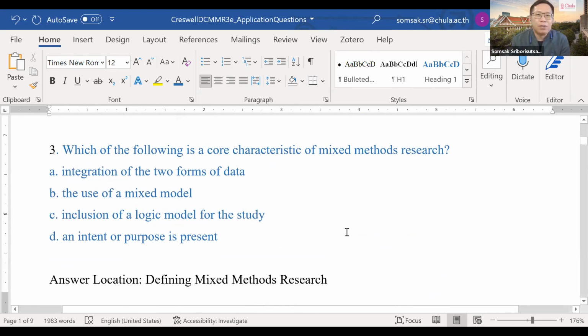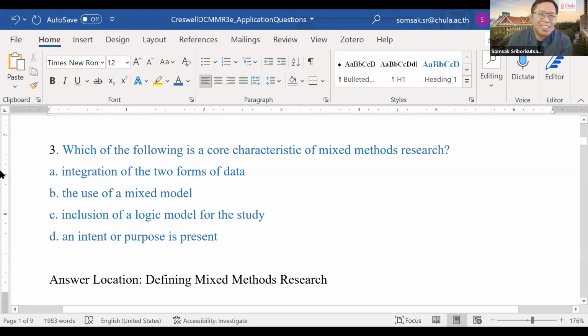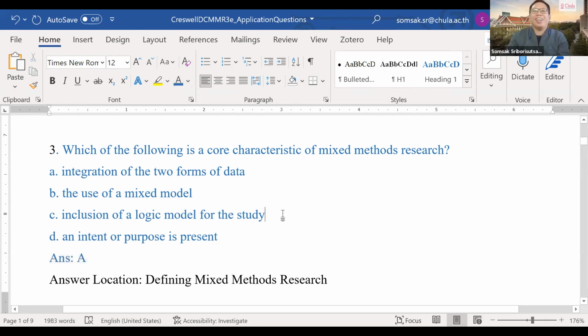Wins, your turn. Which of the following is the core characteristic of Ms. Mesa's research? A. And the answer goes to letter A. Yeah. Okay. You survived.